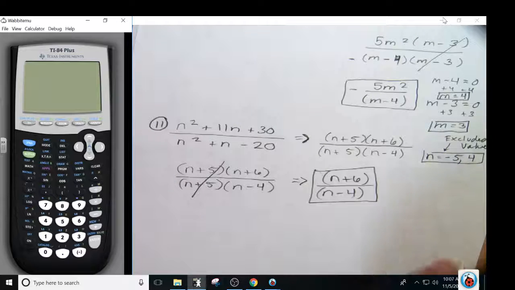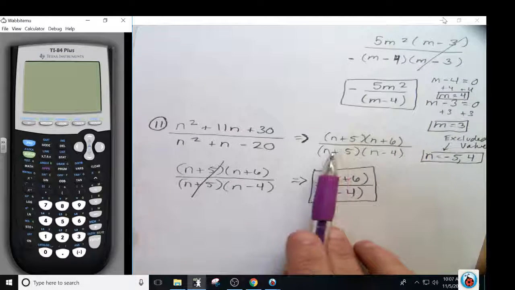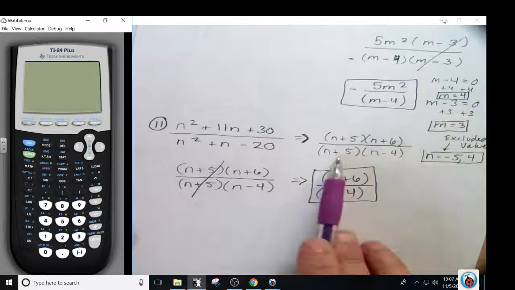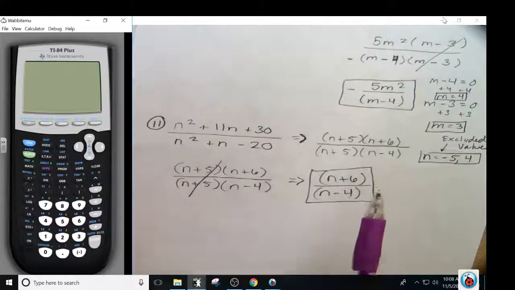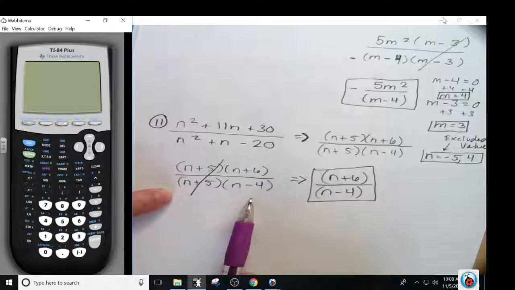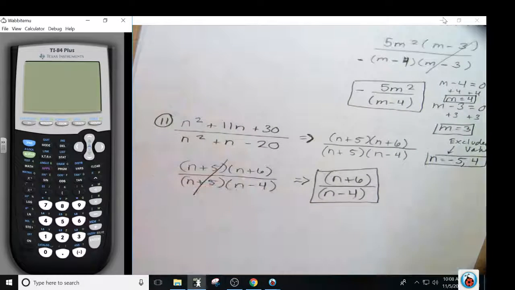Now, guys, listen. Your excluded values will never have anything to do with your numerator, only your denominator. I set anything with a variable equal to 0, got a negative 5 and a positive 4. After I did that, I brought this down here, and the n plus 5s canceled, because they simplify each other, and that's how I got n plus 6 over n minus 4. Guys, really, it's just a higher level factor, and that's all it is.